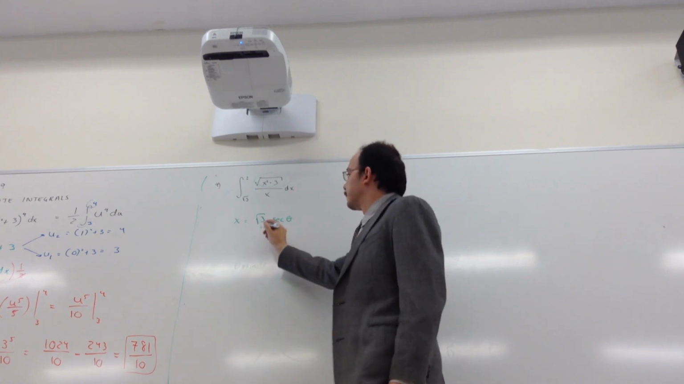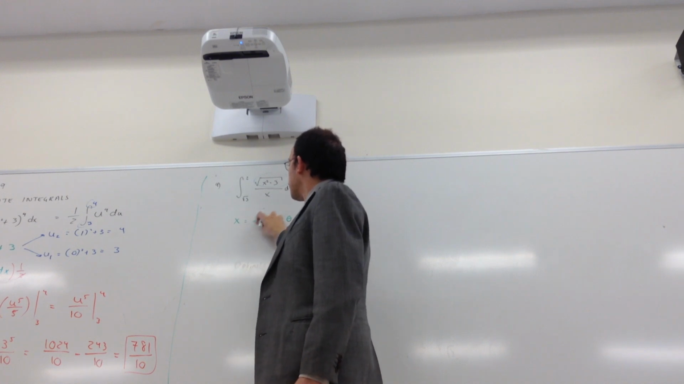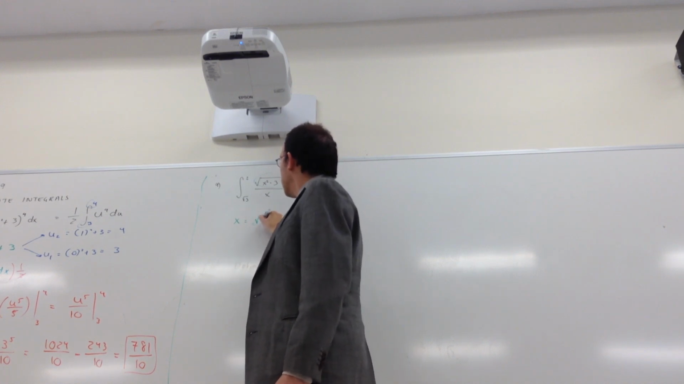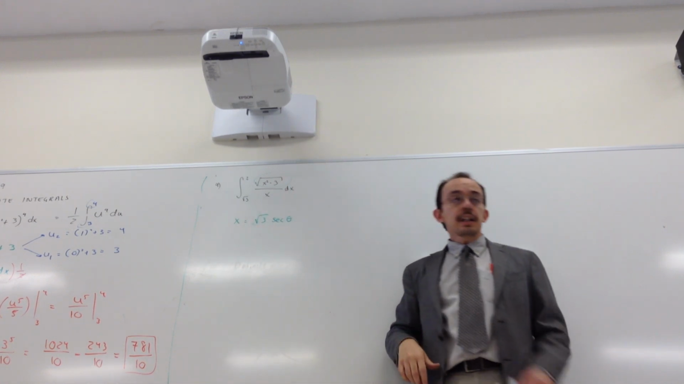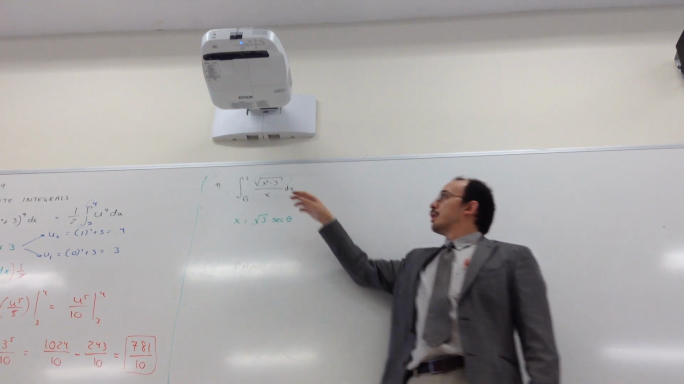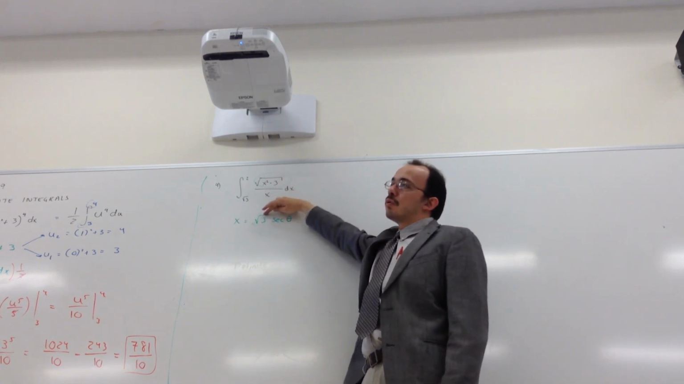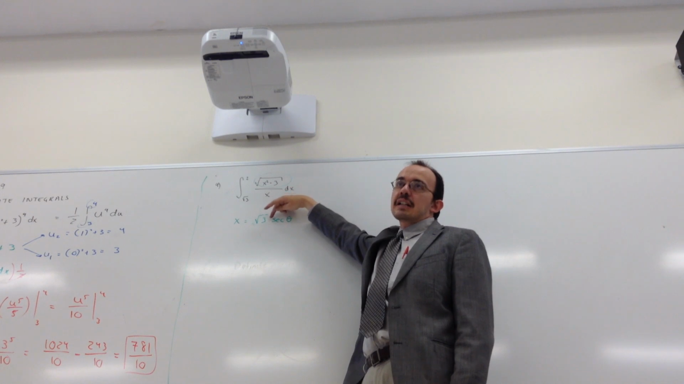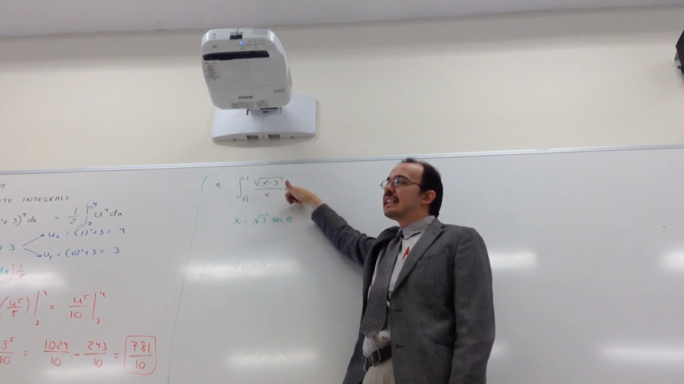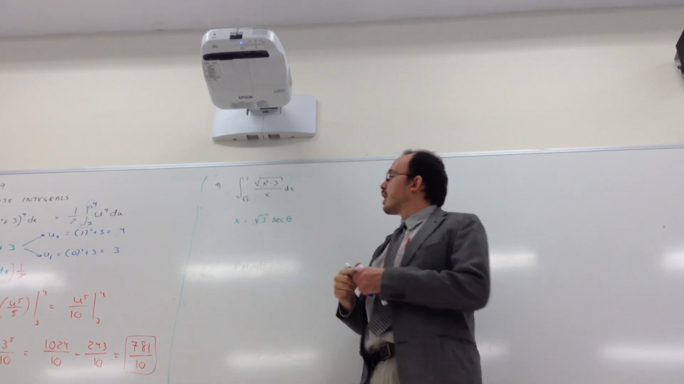secant. Yes. You see why? If it was 4, this would be 2. If this is 3, not exact, so you indicate it. Square root of 3 secant. dx.